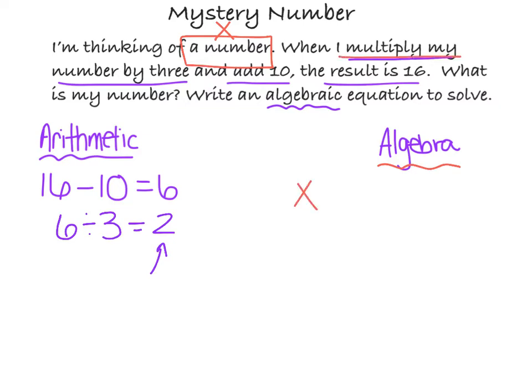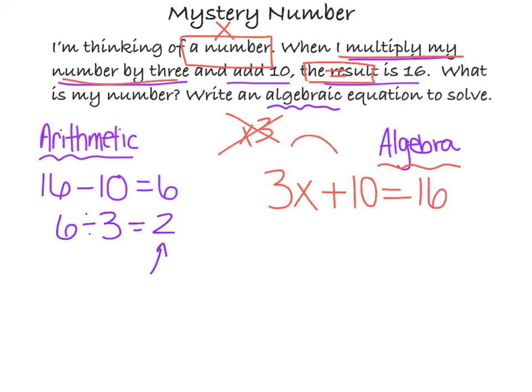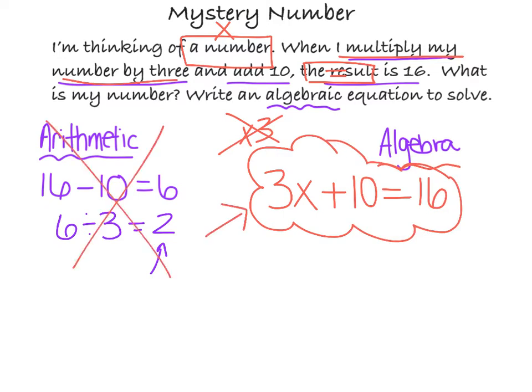And it says when I multiply my number by 3, so how do I say x times 3? Well, a lot of people try to do it like this, but we know that's not right. We want to make sure we put our 3 in front of x, just because it's pretty standard to put the number in front of the variable. So when I multiply my number by 3 and then I add 10, the result, which I know means it equals, the result is 16. This right here is an algebraic equation. This is what we want to do today, not just basic arithmetic.